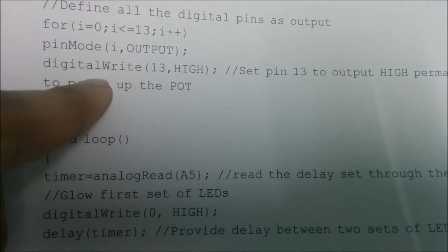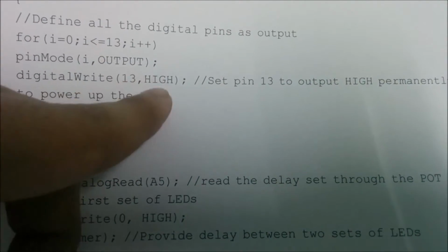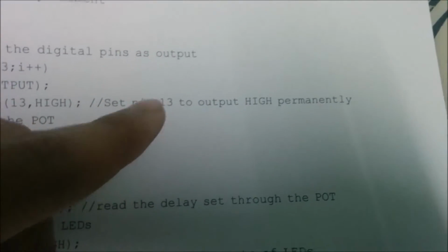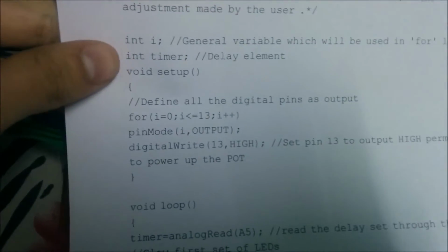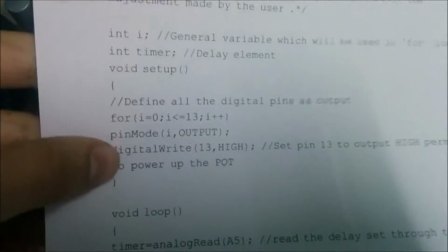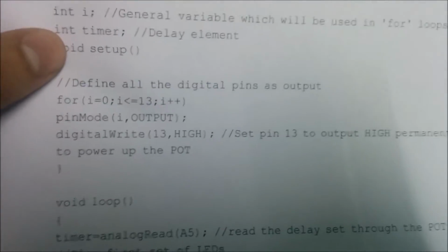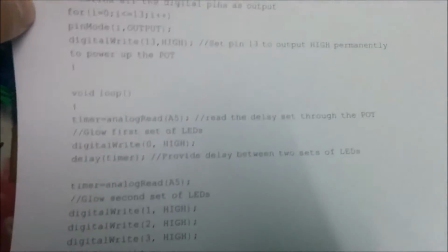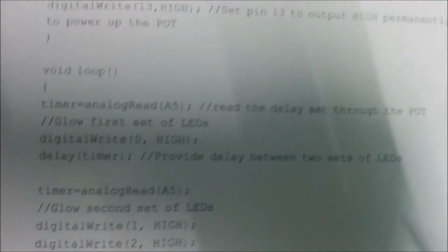Next, we would be setting the pin number 13 high permanently. This is because, as I've already told you, our pot derives its power from this digital pin number 13. For that, we would be requiring to define this set of code in the setup. Now let's go to the main part, that is the loop.